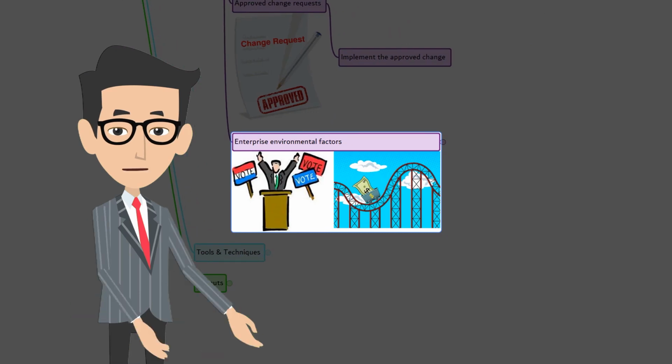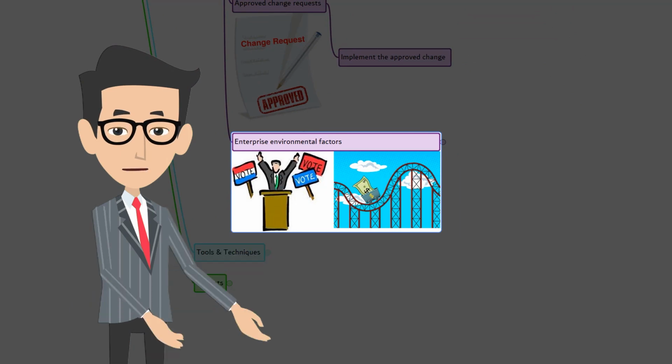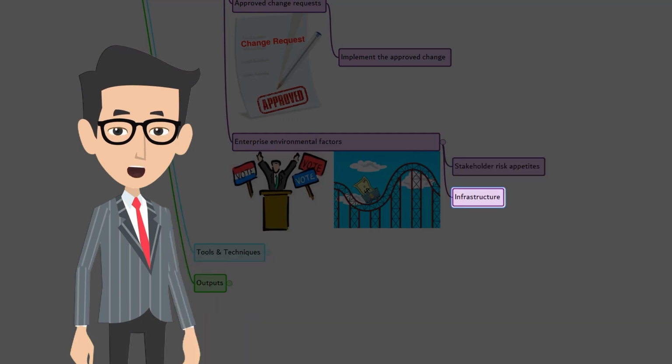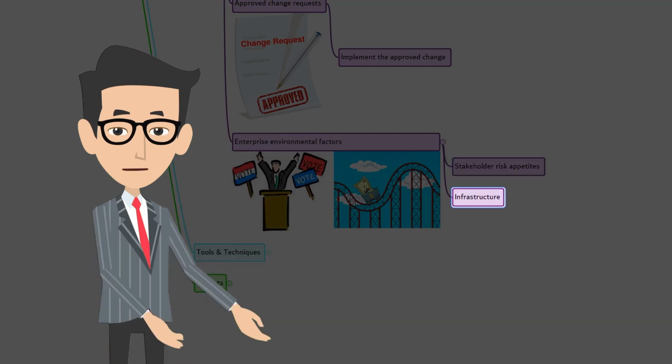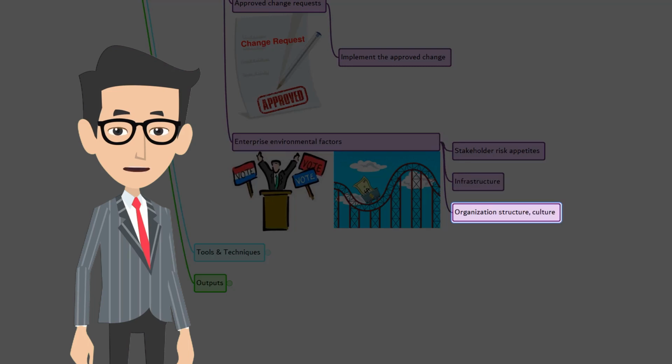The next input is enterprise environmental factors. In this process, you may have to consider certain enterprise environmental factors such as stakeholder risk threshold, for example, allowable cost overrun percentage, infrastructure, for example, existing facilities and capital equipment, organizational structure, culture, management practice, and sustainability.